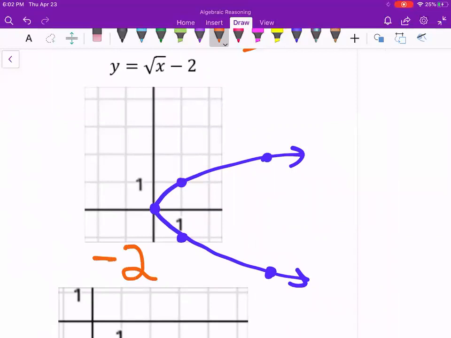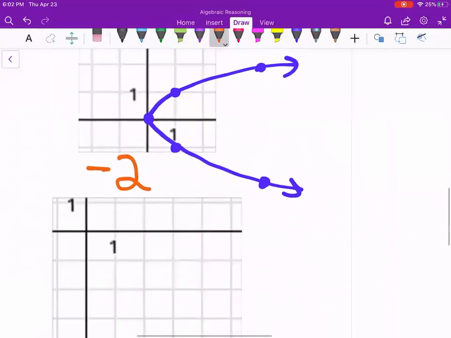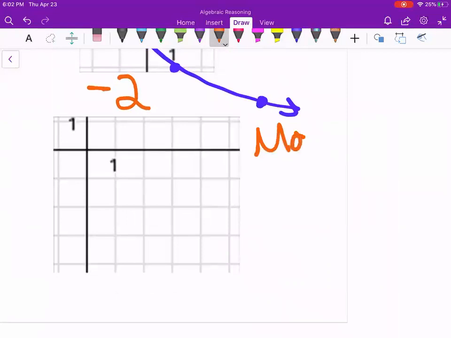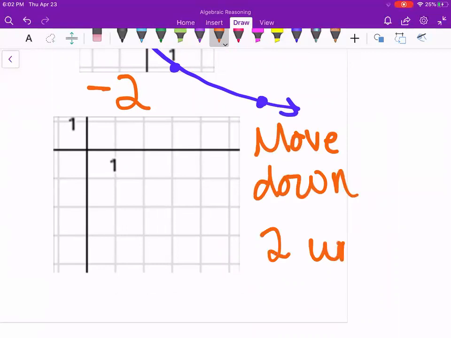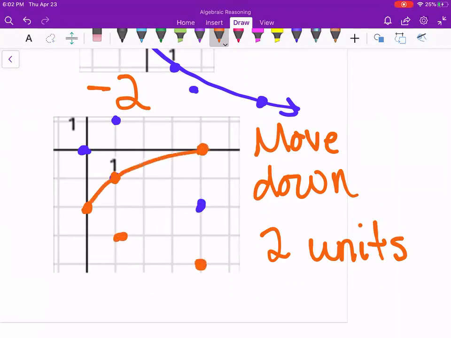And that minus 2 is outside of the parentheses, which means we are going to move down 2 units. So if I draw the original points that I can fit in here, and again, the last one goes just a little off the grid, we're going to shift all 5 of these just down 2. All right, and there's our final graph.